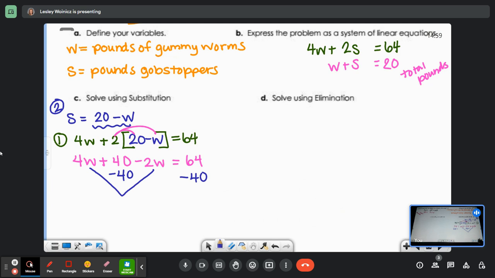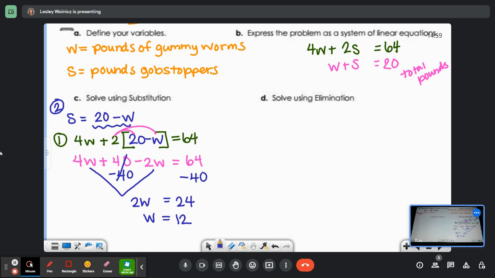Okay, that gives me 2W equals 14. Is it 14? No, 24. It's all right. Happens to me all the time. You guys know that. Okay, divide both sides by 2. And W is 12. Now, how many total pounds do we need in the mix?